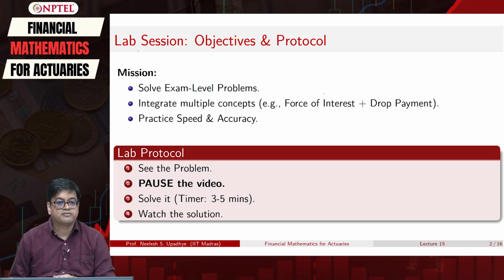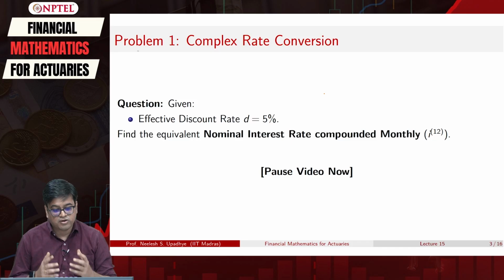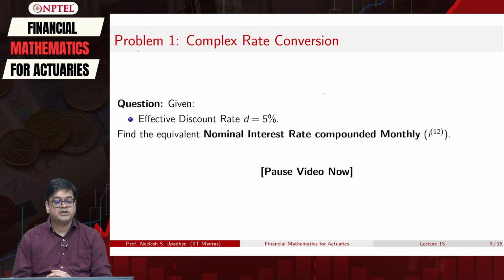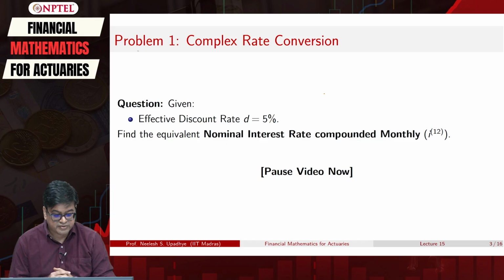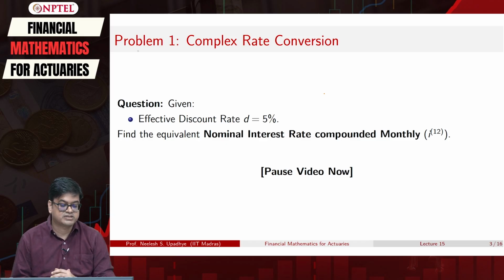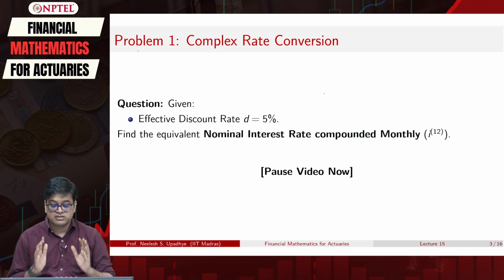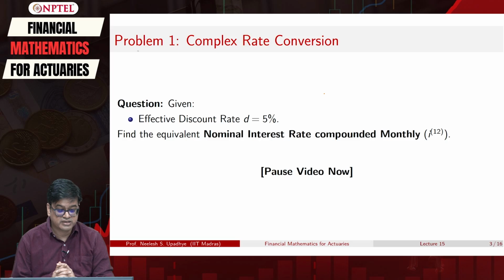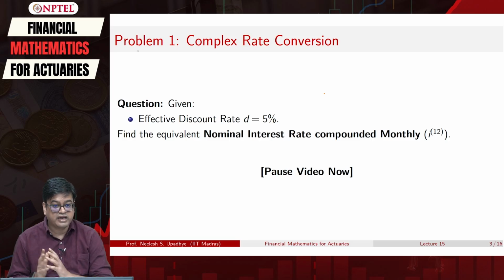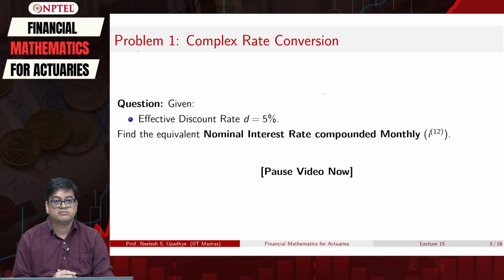Okay, so let us begin with first problem, which is complex rate conversion. So I have been given an effective discount rate, which is d, equal to 5%. I want to convert this d into nominal interest rate, which is compounded monthly, i super 12. So you are actually familiar with this. Just focus on periodic rate of return, convert d to i using the well known equation, the relation between d and i, and pause the video and solve the problem. I will see you on the other side.